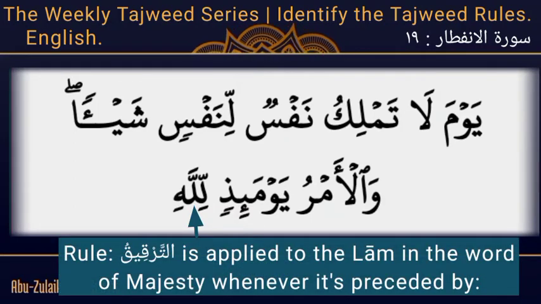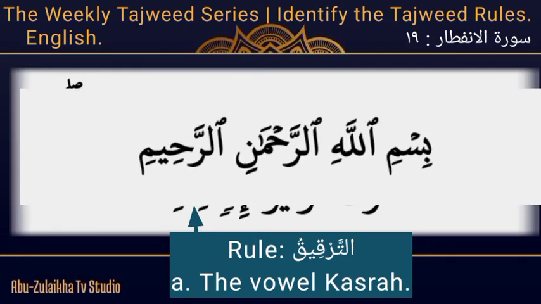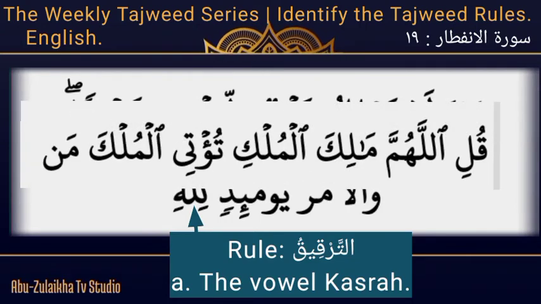At-tarqiq is applied to the lam in the word of majesty whenever it is preceded by any of three options. The first is whenever it is preceded by the vowel kasra. If the letter that comes before the name of Allah carries kasra, the lam in the word of majesty will be soft, light. For example, when starting the recitation you say Bismillahir Rahmanir Rahim. Or another example: Qulillahumma. Do you understand?